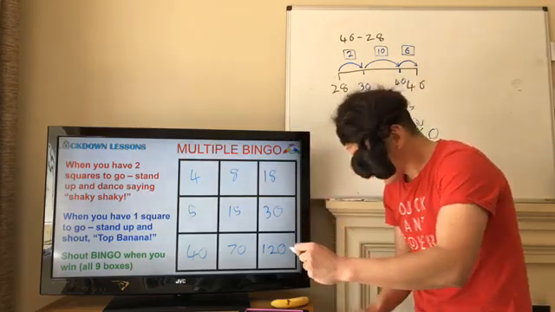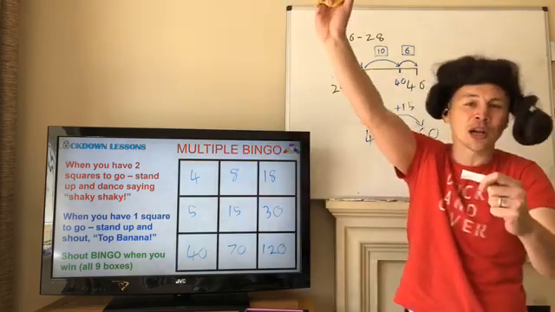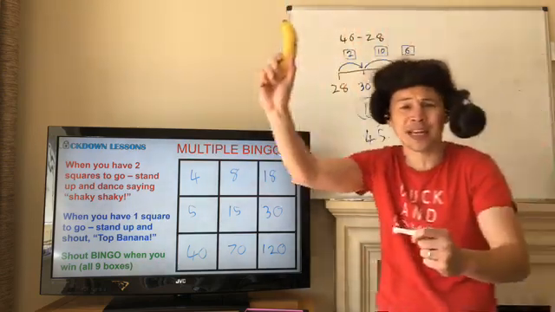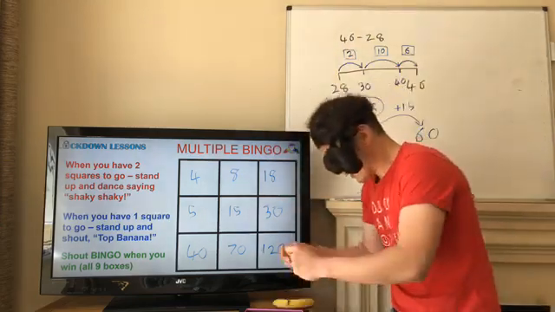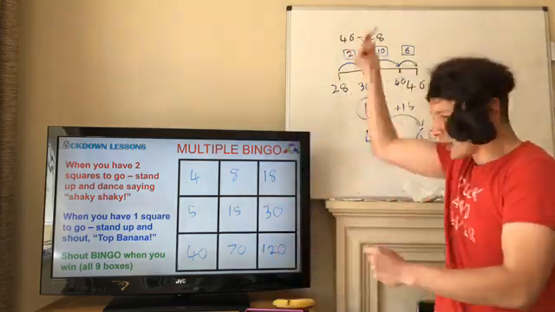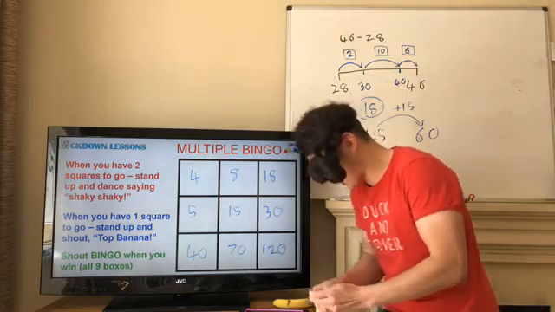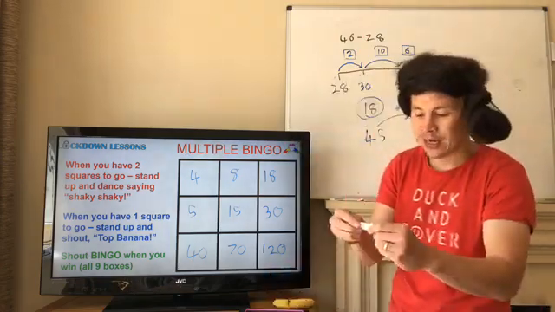5, 10, 15. And another top banana from Luke. Could Luke make history and win 2 multiple bingos in a row? Another shaky shaky from Jack as well. We got 10 times 5. Okay, we're looking for 2 more winners.